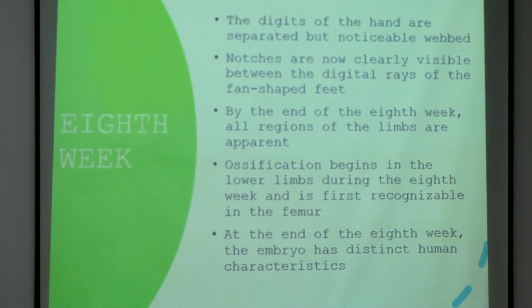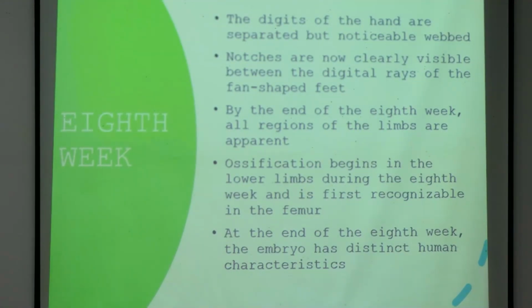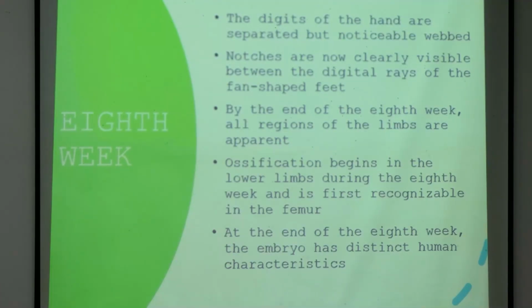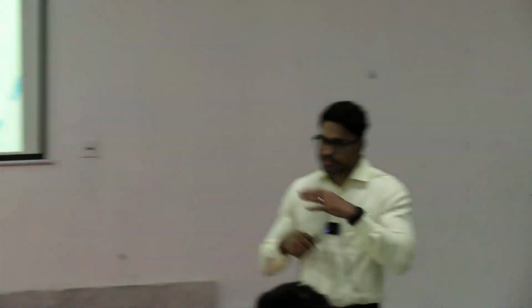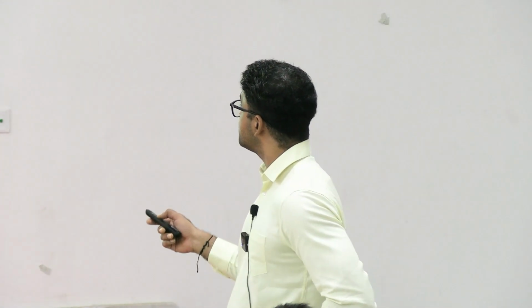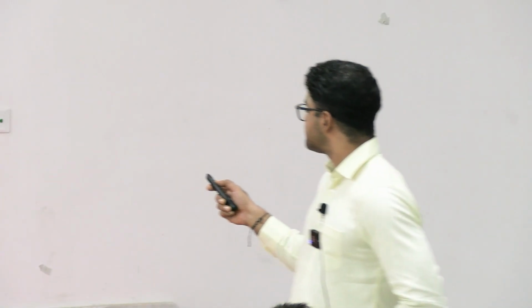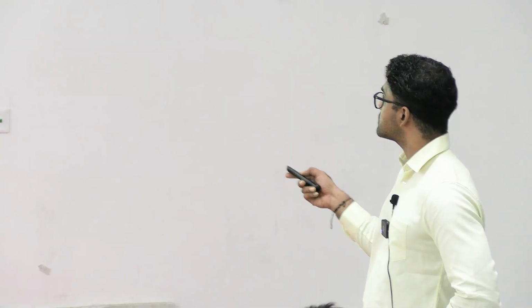All our digits are webbed initially, both of our hands and legs. So in the 8th week, the digits of hands are clearly visible. The embryonic representation is called digital rays. We call these digital rays when it is in the embryonic stage. So the embryonic hands are visible, fingers are visible, but they are webbed. In the leg portion, they are not very visible, but the notches are there. Okay, we can see the notches.